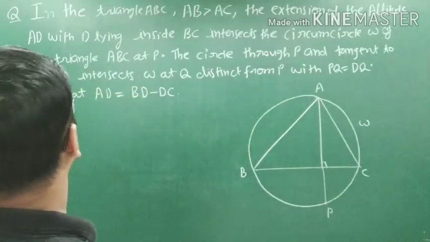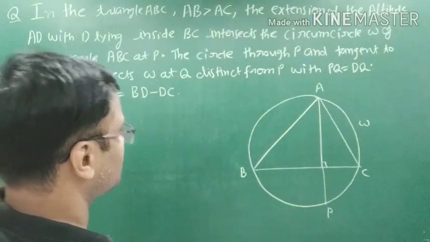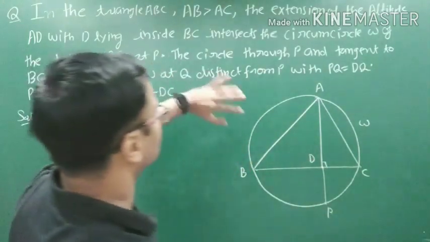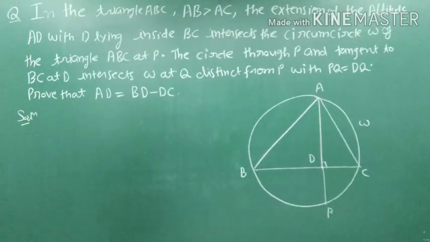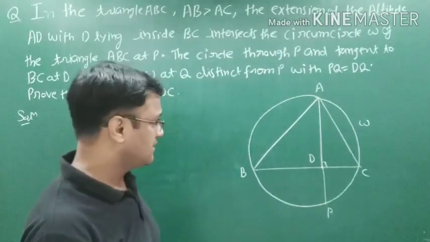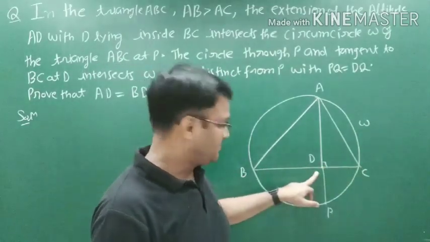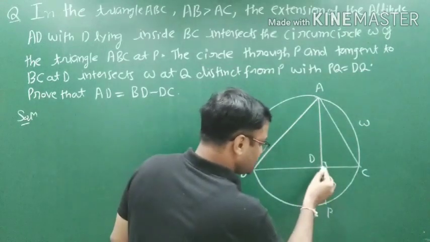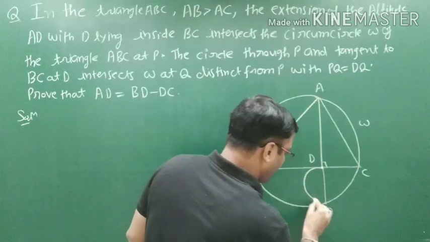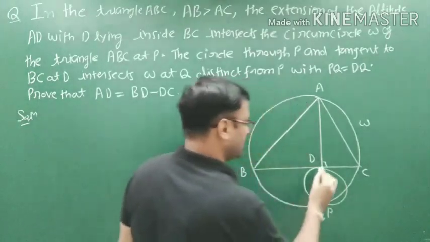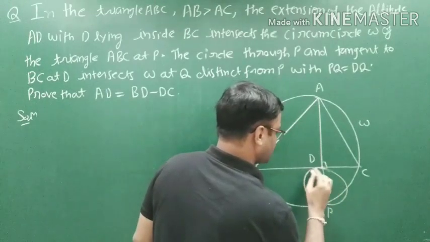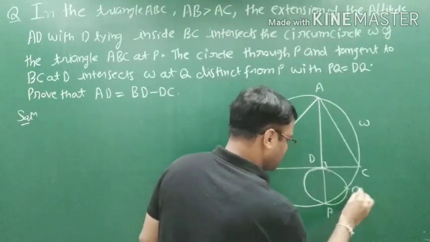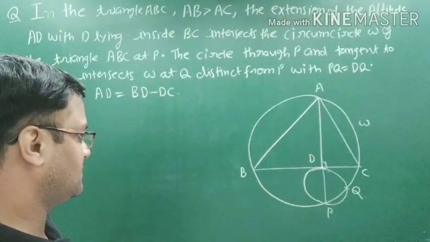This point of intersection is D. And now we are given that the circle through P and tangent to BC at D intersects omega at Q. Now we have to draw another circle which touches the side BC at point D, passes through P and intersects omega at another point Q. Let us draw the second circle which touches BC at D and passes through P. Actually this circle touches BC at point D, that is, BC becomes the tangent to the second circle, and this second point of intersection is Q.